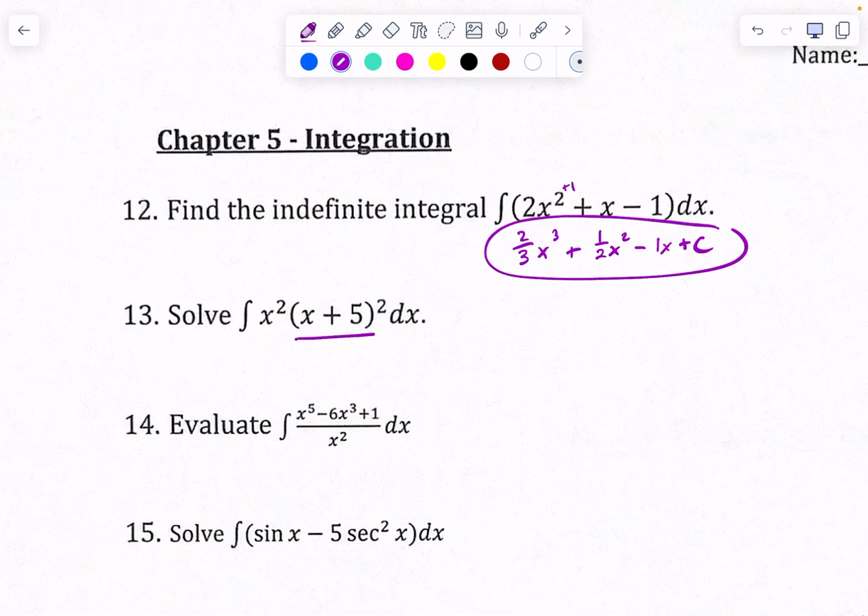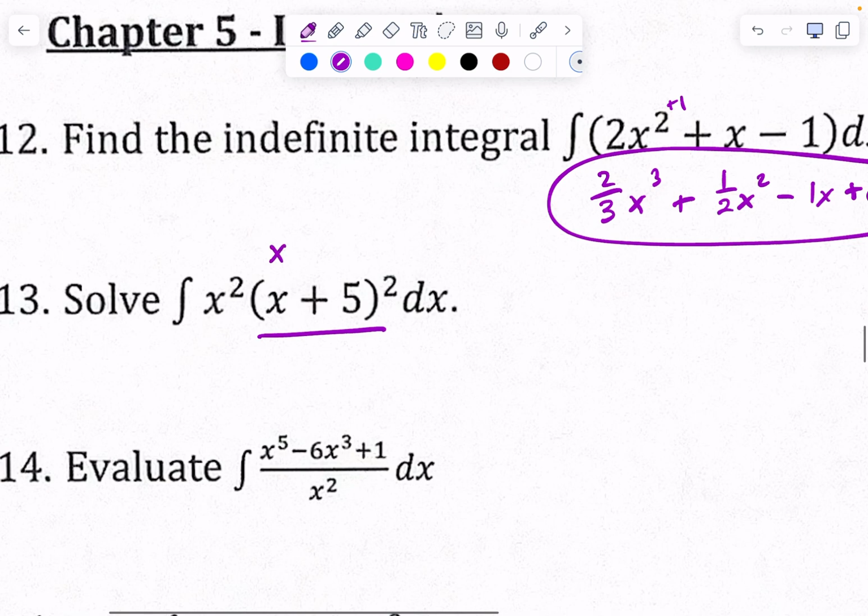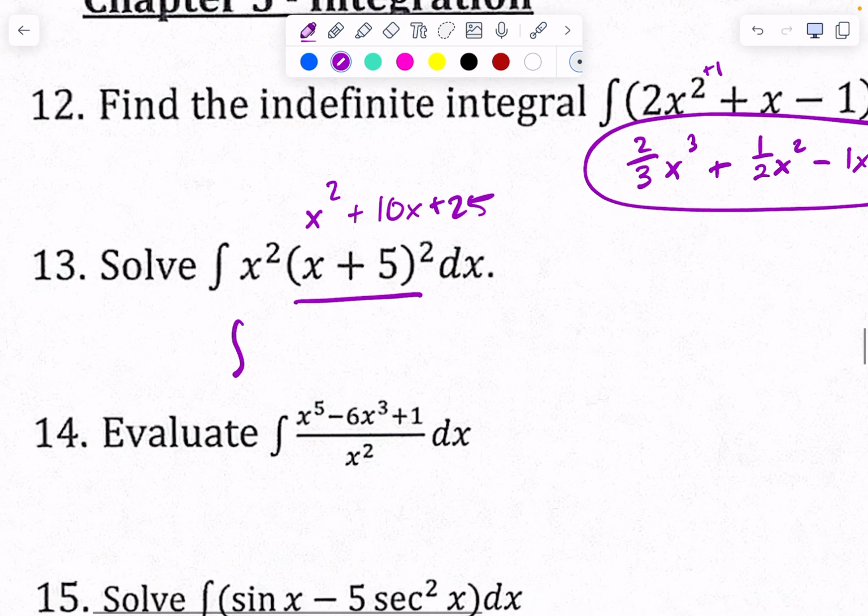Distribute. Yeah, this guy, x plus 5 squared, is x squared plus 10x plus 25. Then x to the fourth plus 10x cubed plus 25x squared. So this is, hit done. Cancel.